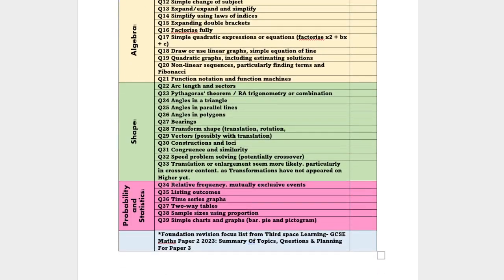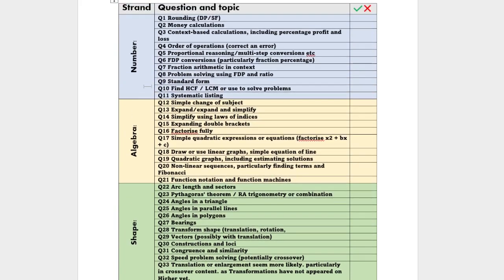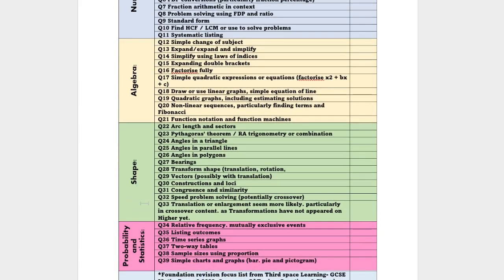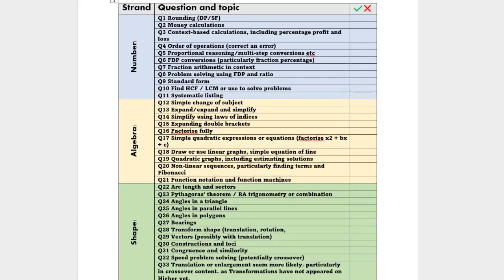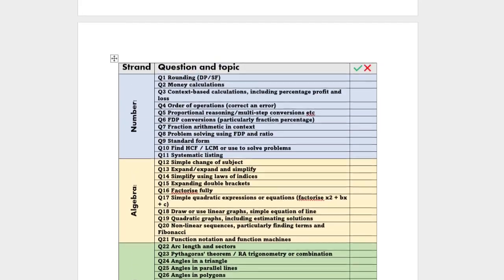Again, a reminder then, this was all based around the Third Space Learning hit list for GCSE, the foundation revision focus list, broken down by the areas: number, algebra, shape, probability and statistics. I hope you found that useful. Please feel free to tick and cross how you feel you are on those topics. That might help you target your last minute revision.